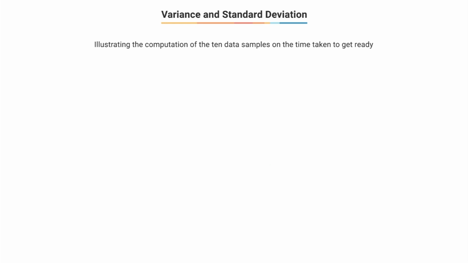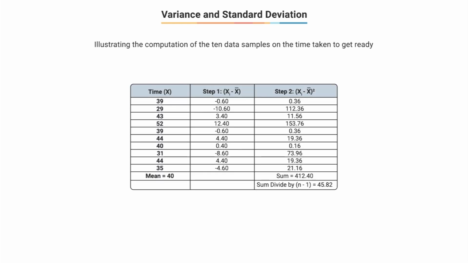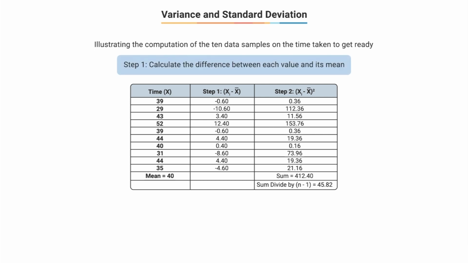Let us illustrate the computation of sample variance for our 10 get ready times data. There are the following steps that we'll discuss one by one, and they are also shown in the slide for our data, that is get ready times. As step 1, we'll calculate the difference between each value and its mean. The mean is computed as 40, and the differences with each value are shown in the second column as step 1.